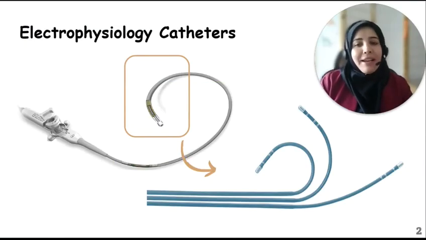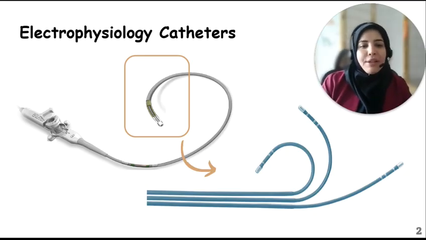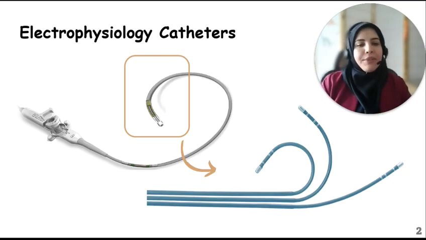Here you can see electrophysiology catheters, which are briefly called EP catheters. EP catheters are specialized medical devices used in cardiac electrophysiology studies and procedures to diagnose and treat arrhythmias. These catheters are designed to navigate the cardiovascular system and reach a specific location in the heart where they can measure electrical signals, deliver energy for ablation, or pace the heart.